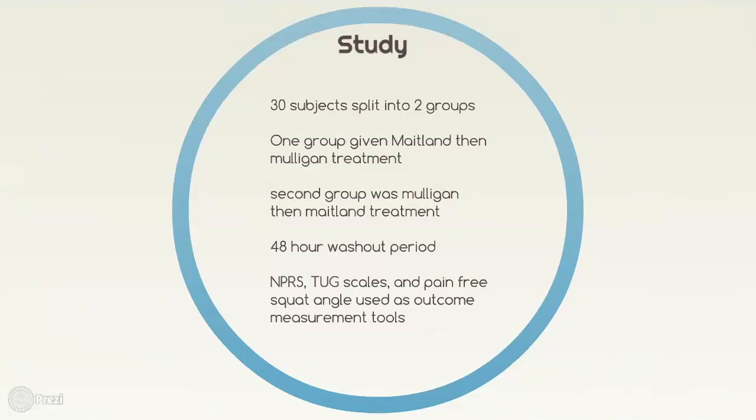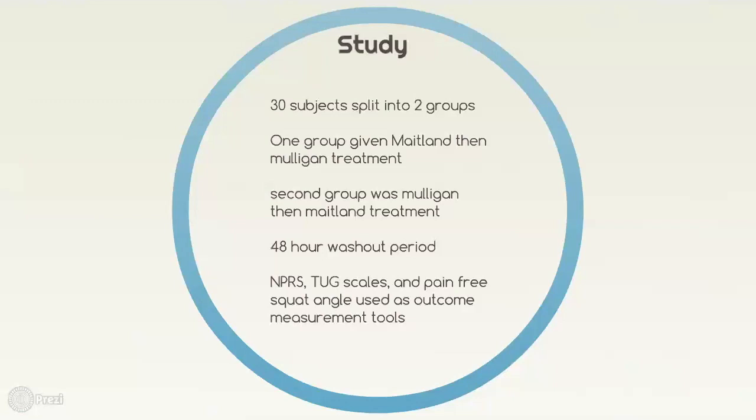So the study that I looked at took 30 subjects and split them into two different groups. They were randomly allocated. One was given the Maitland technique first, followed by the Mulligan. The other was given the Mulligan technique, followed by the Maitland. There was a washout period of 48 hours in between those interventions, and the outcome measures that were used were the numeric pain rating scale, timed up and go test, as well as the pain-free squat angle. They were measured before and immediately after both interventions.